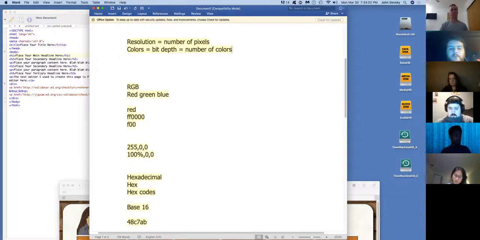Now, number of pixels is fairly straightforward. You have 300 pixels by 200 pixels, right? If you do the math, how many pixels do you have? Is it 300 by 200? Yeah, 300 by 200. No, you've got to multiply the two together. So basically, you multiply your height and width, and then you get the total number of dots, total number of pixels, okay?